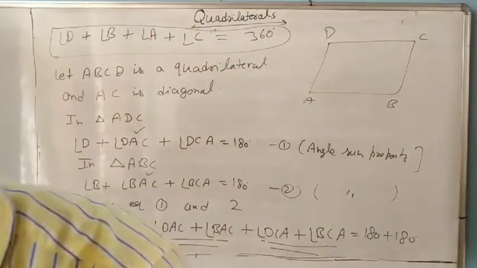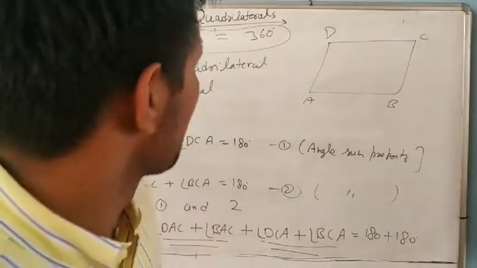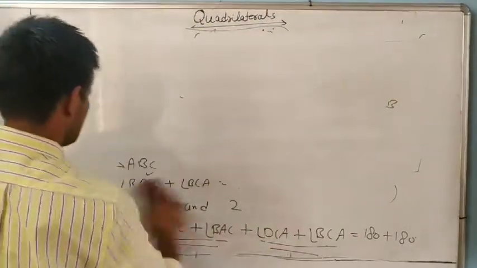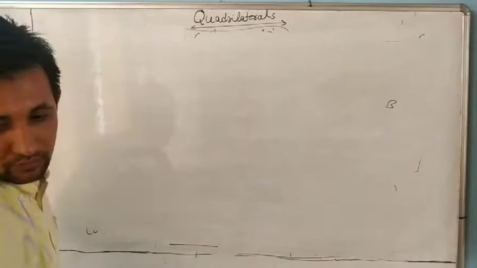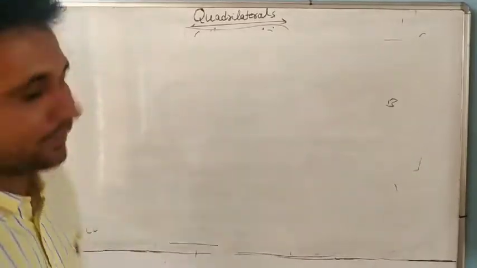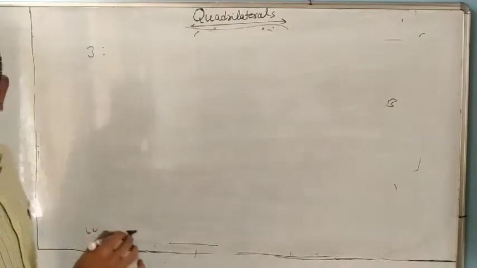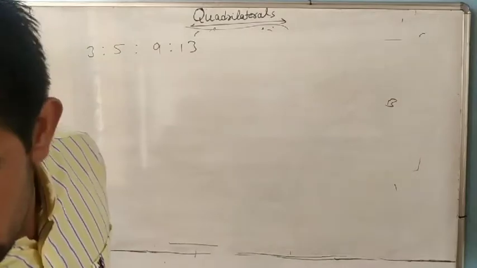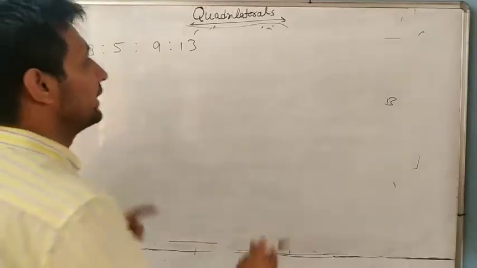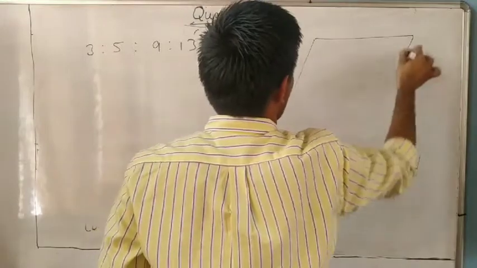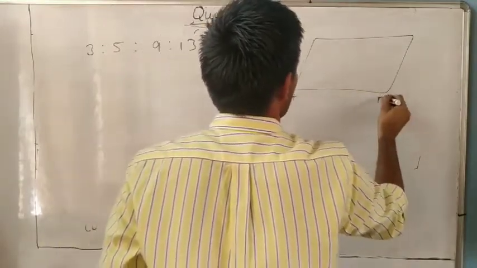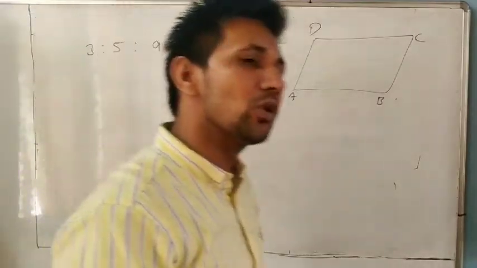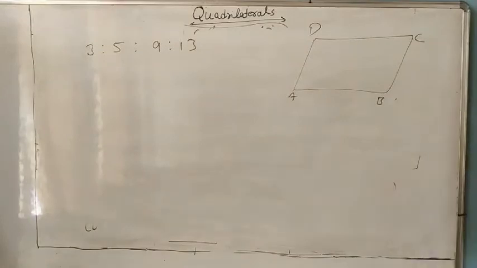So we already proved it. Now, everyone, question number 1. Do it yourself. Exercise 8.1, question 1. The angles of a quadrilateral are in the ratio 3, 5, 9, 13. Find all the angles of the quadrilateral. We know a quadrilateral has 4 angles, A, B, C, D, and these angles are in the given ratio. When a ratio is given, it means a common factor has been taken out.